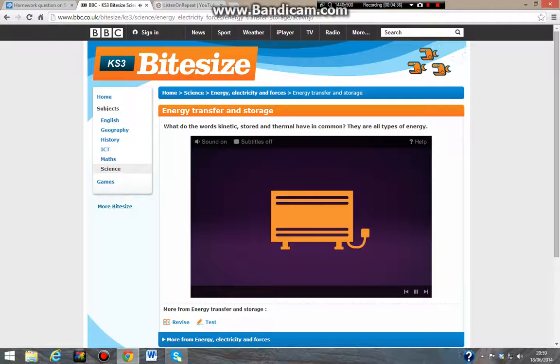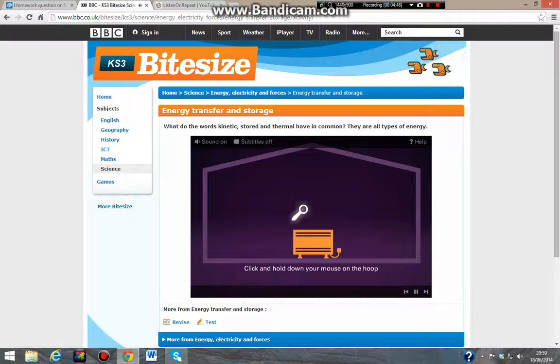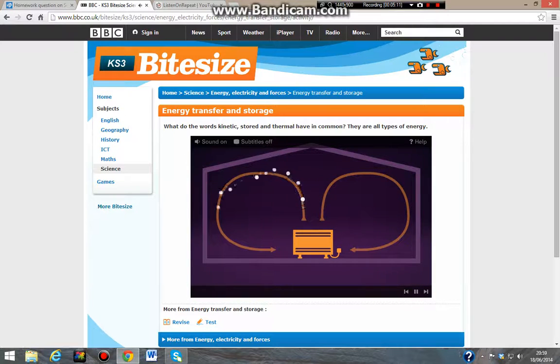Next, we'll look at convection. Convection is all about the way thermal energy is transferred between the freely moving particles in liquids and gases. This heater works by convection. Click and hold down your mouse on the hoop to blow some bubbles. What you can see here are convection currents. They show the way thermal energy is transferred around the room.